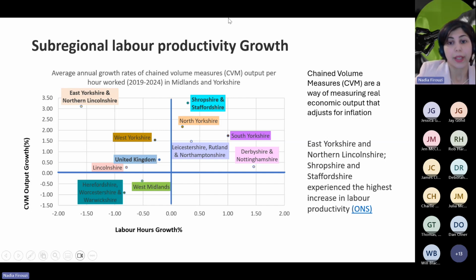And on the right side, again up in this chart, you will see that output increases. Again, the output growth is positive. However, on this right side, we also see that the hours that workers work have increased.